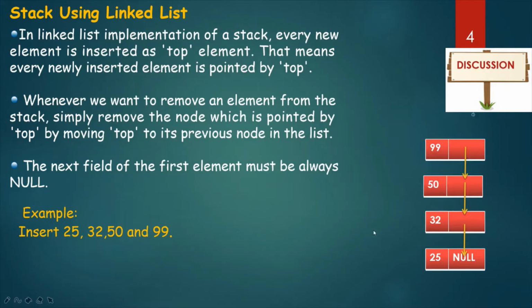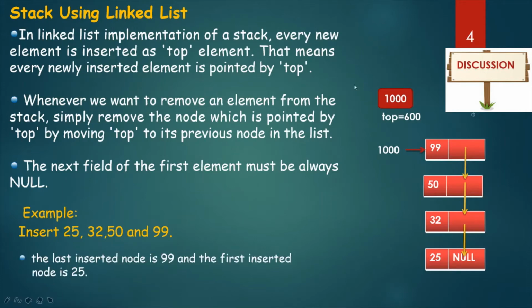Now say this node address is 1000. This is stored in the external pointer or header. An external pointer has its own address, that is 600. Now see, this is the case of the begin insert function. We already learned the begin insert function in case of linked list, how to add a new node at the beginning of linked list. Here also in case of stack, because stack follows the LIFO rule, it plays like the begin insert function. So the last inserted node is 99 and the first inserted node is 25.